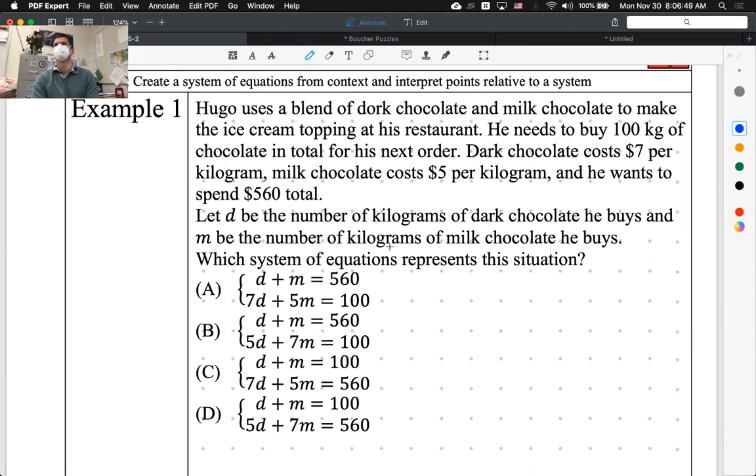All right, who wants to read example 1? Ripley, go for it. Hugo uses a blend of milk chocolate and dark chocolate to make the ice cream topping at his restaurant. He needs to buy 100 kilograms of chocolate in total for his next order. Dark chocolate costs $7 per kilogram. Milk chocolate costs $5 per kilogram. And he wants to spend $560 in total. Let D represent the number of kilograms of dark chocolate he buys and M the number of kilograms of milk chocolate he buys. Which system of equations represents this situation?